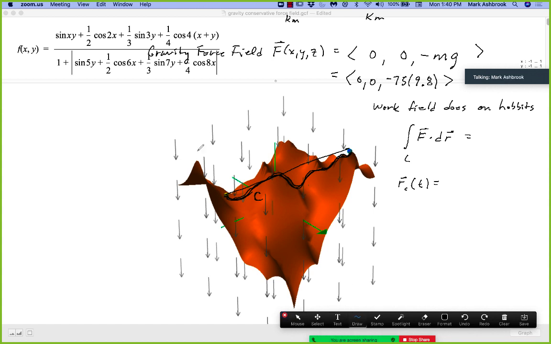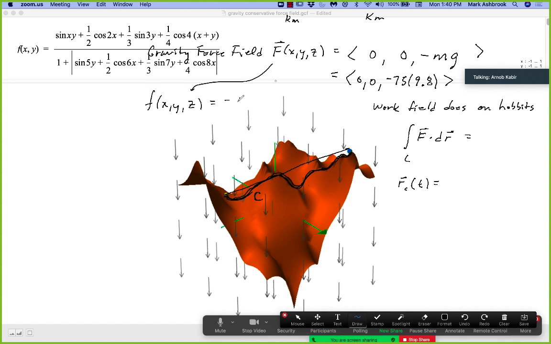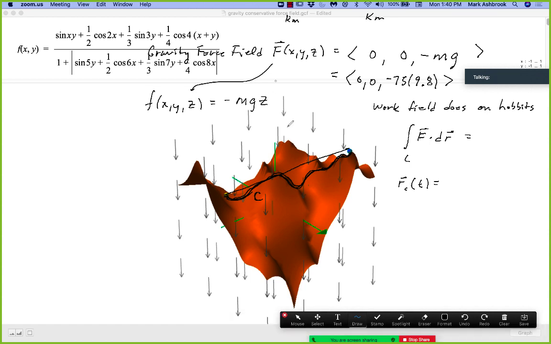Right, 0, 0, and a constant. That's a pretty easy vector field, just all constant vectors pointing down. So what would the corresponding potential function be? f(x, y, z): what function would have this as its gradient? Negative 75 times 9.8 z plus c. And we'll make the constant 0, we don't need a constant. So negative mgz, or negative 75 times 9.8 z.